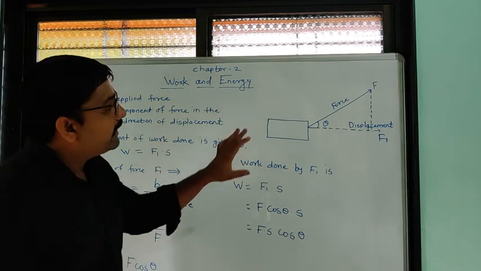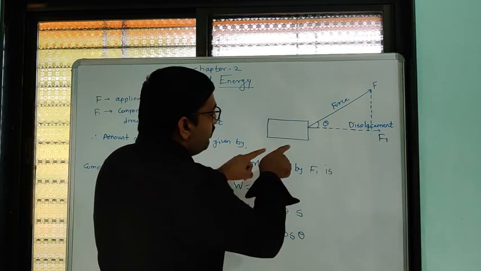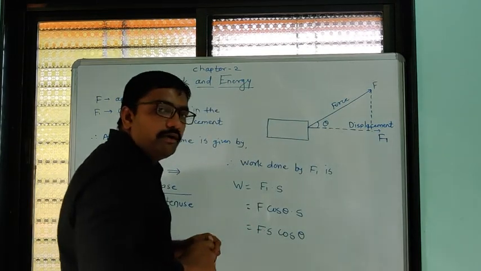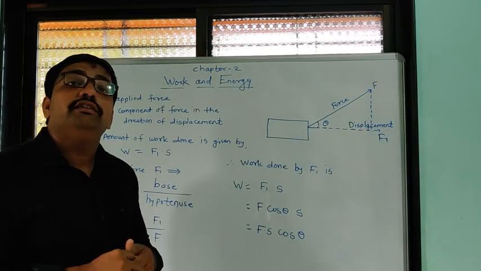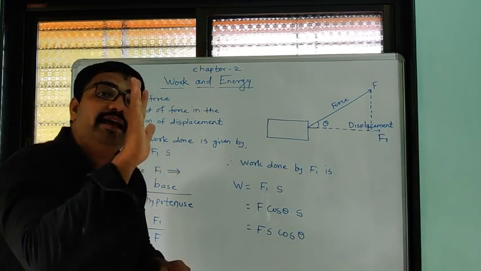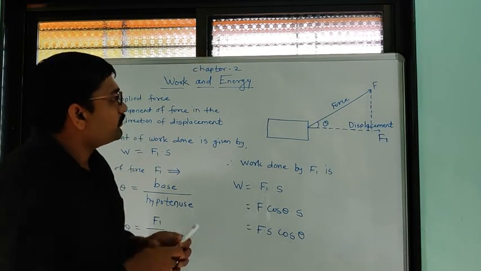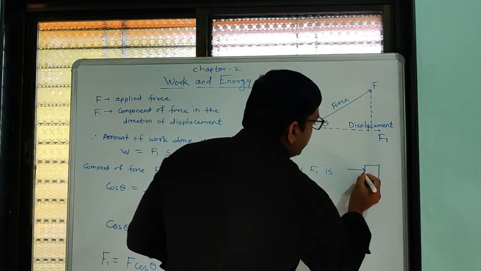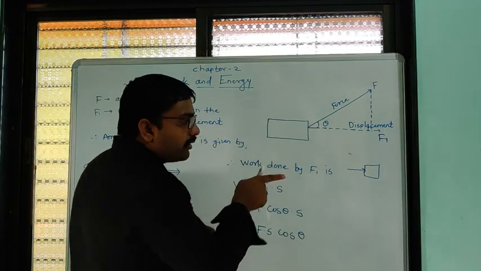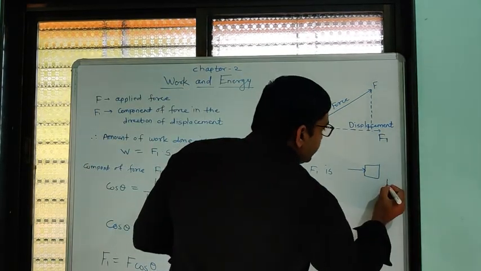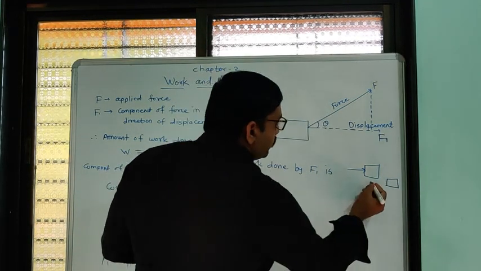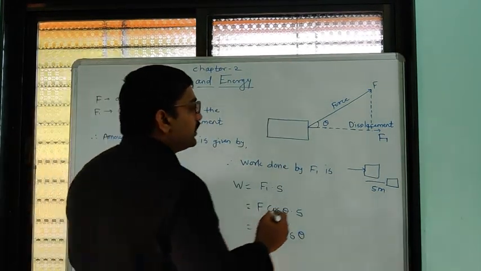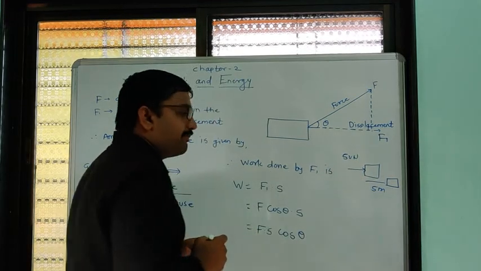So first of all, I repeat it. Here we consider a cart, and you apply force in this direction. We know that due to the application of force, displacement of the object takes place in the direction of force. Simply, this is a cart, and if I apply an exact horizontal force on it, suppose it gets displaced to here. Suppose 5 meter is the displacement of that object and 50 newton is the force I apply on it.